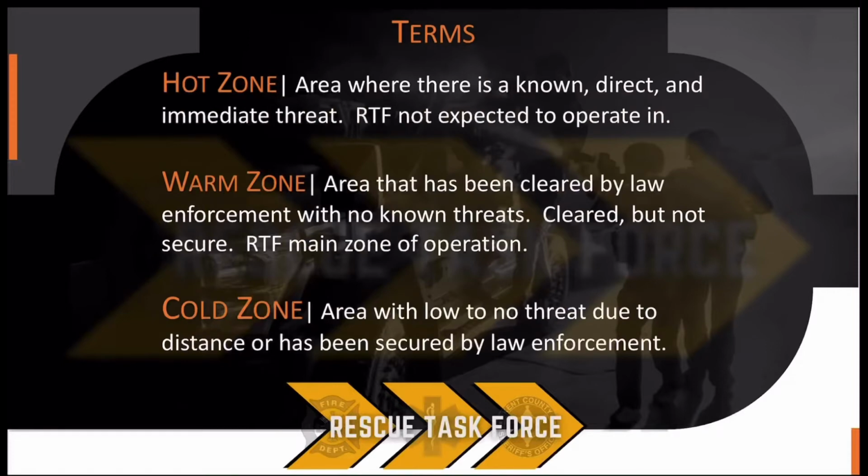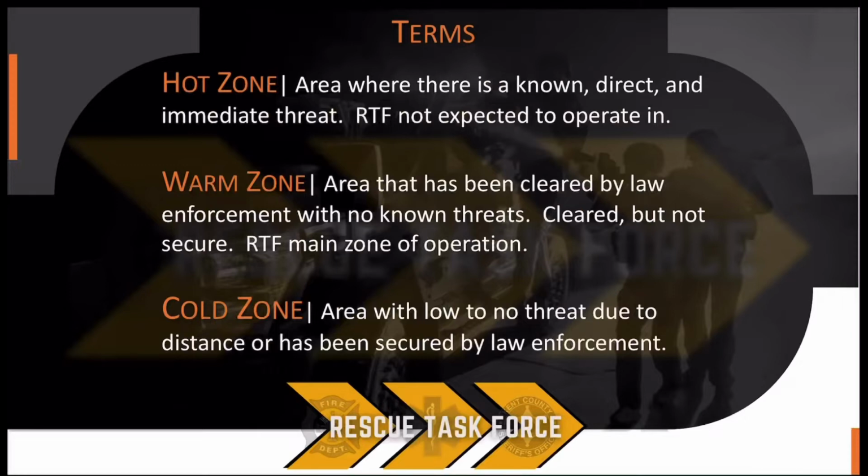So just like a hazmat situation, during an active assailant, there are going to be a couple of zones. The hot zone is going to be where the actual threat is. That's where the immediate threat is. The contact team is probably there and engaging with that threat.